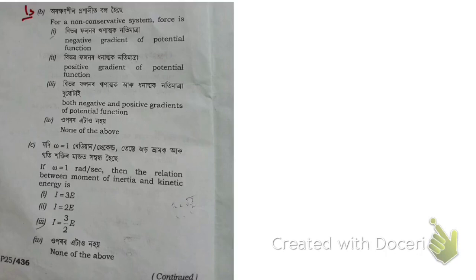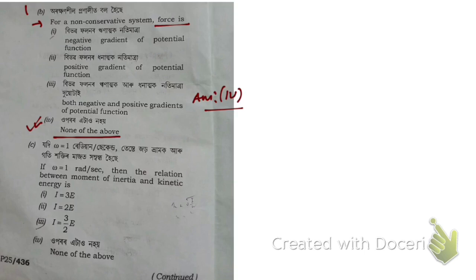Question number 1b. For a non-conservative system, force is... The correct option is option 4, none of the above. The first option, negative gradient of potential function, is the condition for a conservative force, not a non-conservative one. Positive gradient is also false. Both negative and positive is also false, obviously. So the fourth option is correct, none of the above.